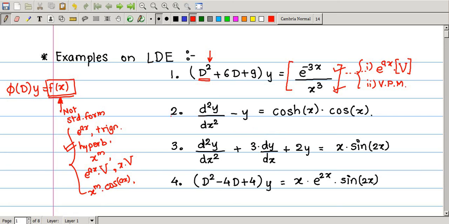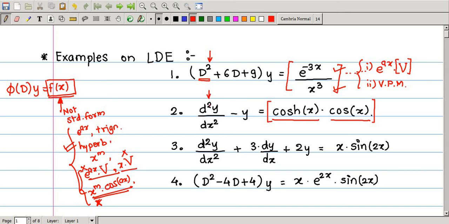Same is the case if we consider second problem. In this case, here f of x is product of hyperbolic function as well as trigonometric function. So product of two functions is given in the shortcut method formula, e raised to ax into v, x into v, or x raised to m into trigonometric function. So there is no exponential function here, so directly we cannot apply this or this. Since there is no algebraic function before the trigonometric function, so this cannot be applied.